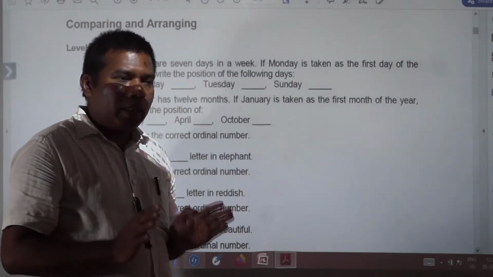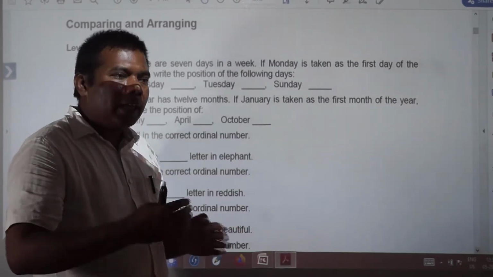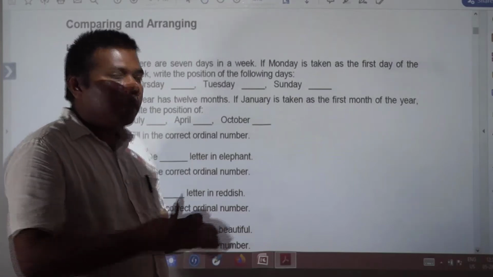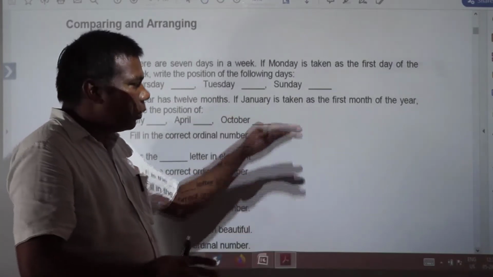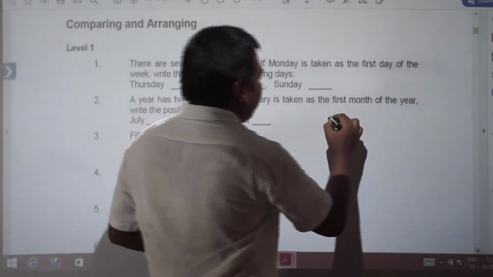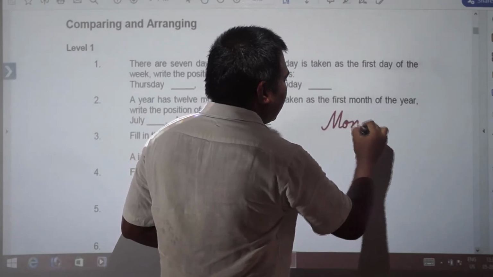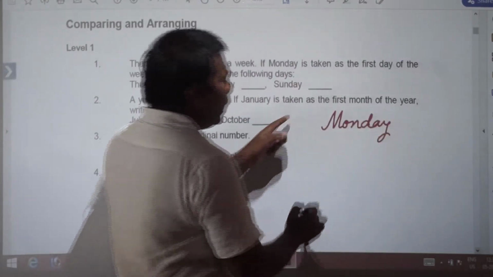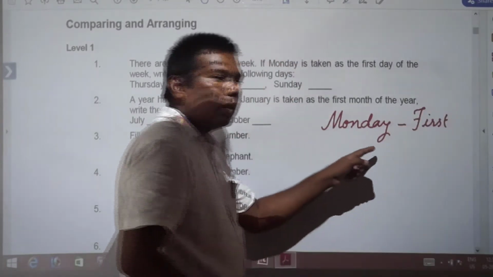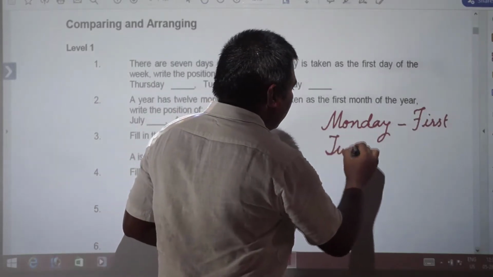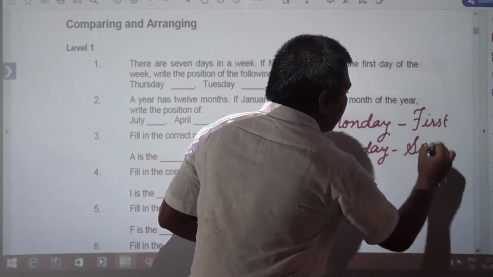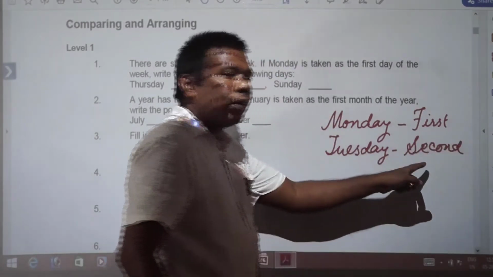Suppose Monday we have taken as the first day. So the second day will be what? Tuesday. The third day will be what? Wednesday. Then up to Saturday and Sunday you need to write. If you have doubts, you can write in your copy first. Suppose I have written Monday because they are starting with Monday here. It is in the first position, the first day of a week. Then Tuesday, and that is called the second day of the week.